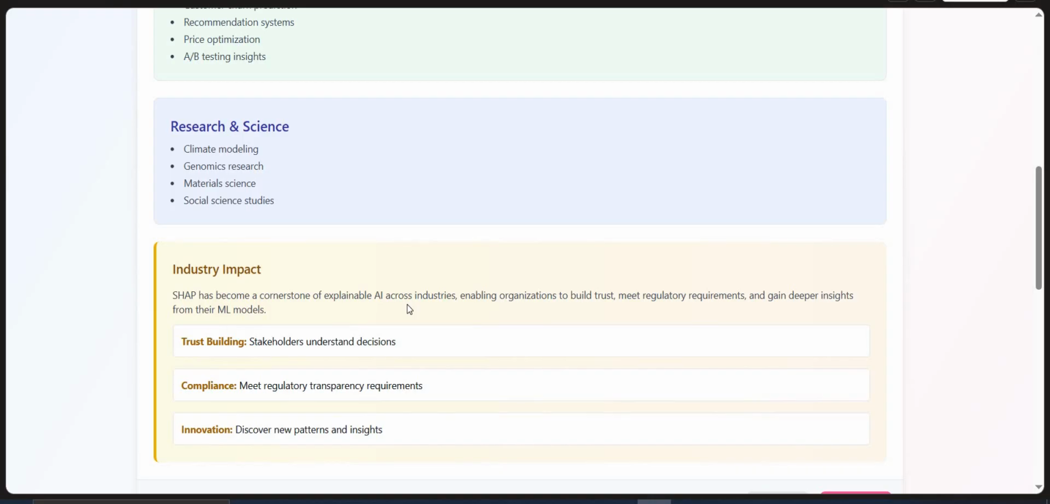So that's the flow. We started with what SHAP is, then the game theory foundation, looked at methods, tested it with a house price model, and then moved into interpretation and real world use.